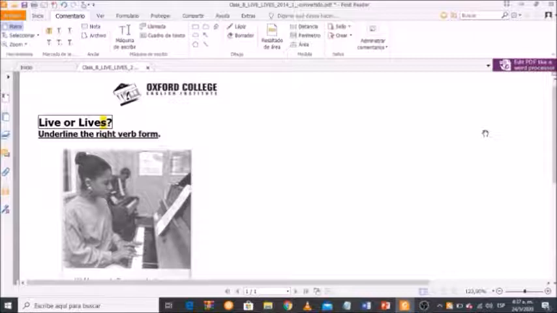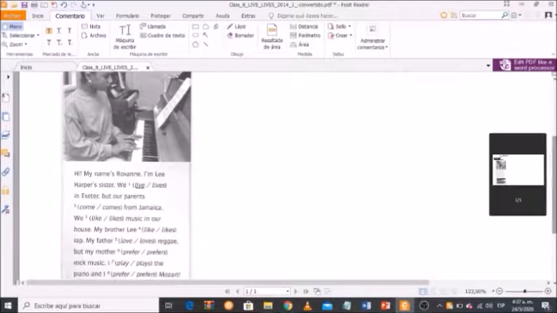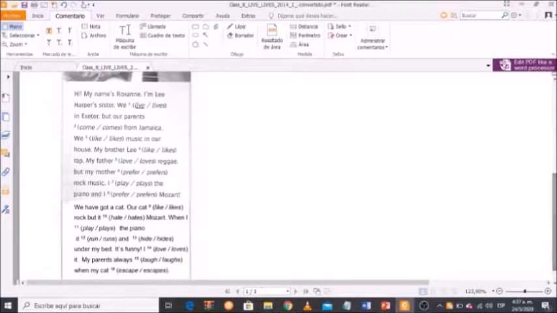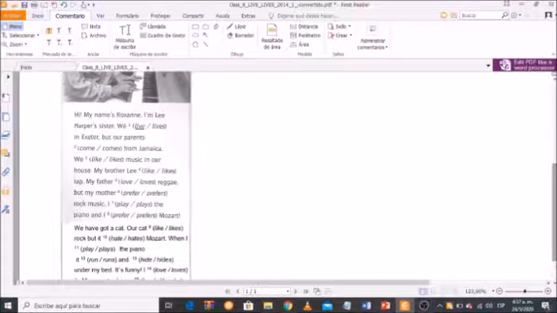And what do we have to do here? It says, underline the right verb form. So, we have to read the text and underline the correct option. Okay, so it says, Hi, my name's Roxanne. I'm Lee Harper's sister. We, and this is example, we live in Exeter, but our parents come or comes from Jamaica.